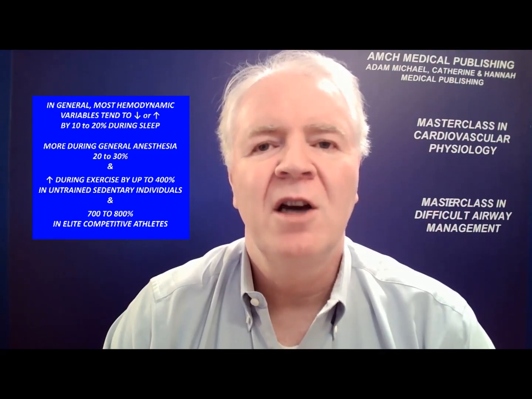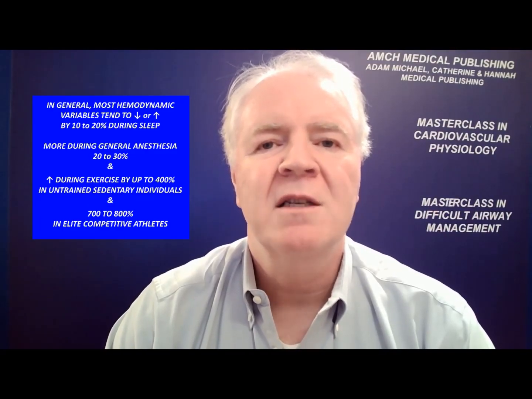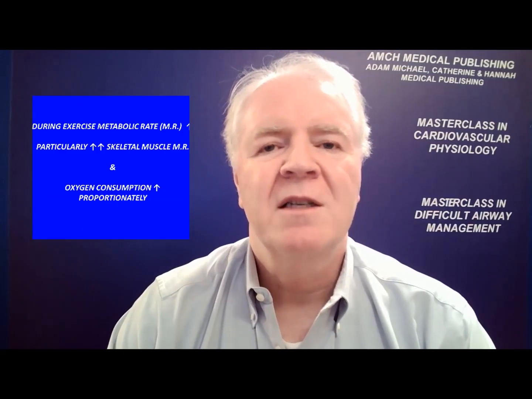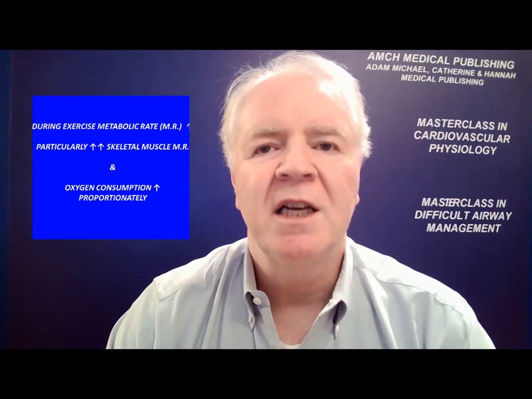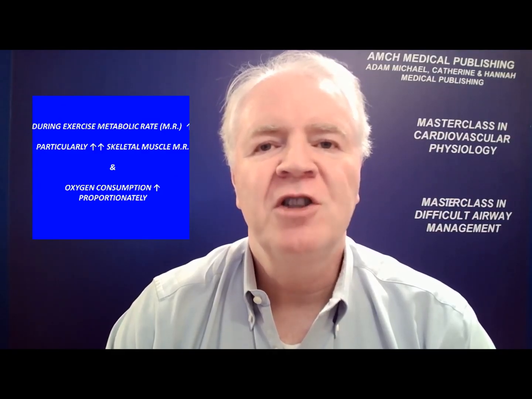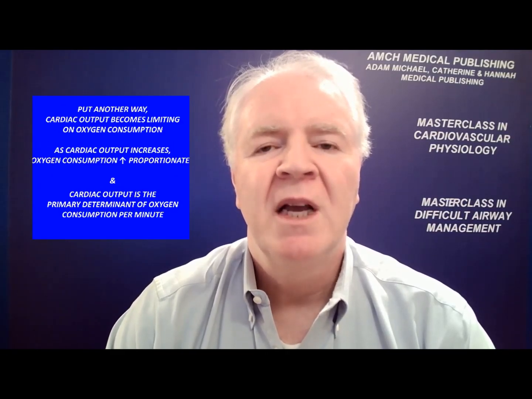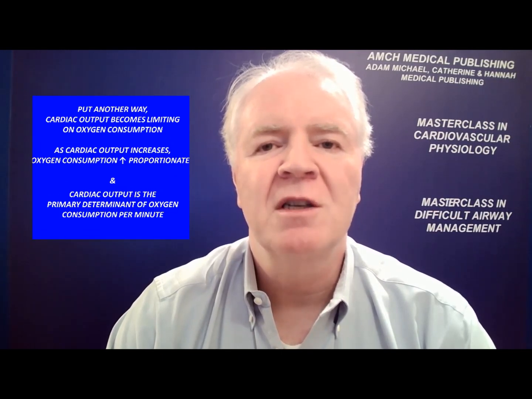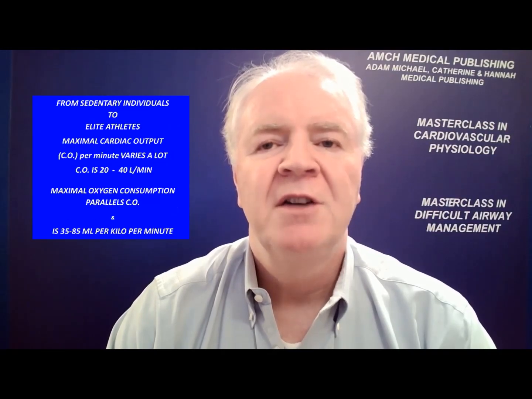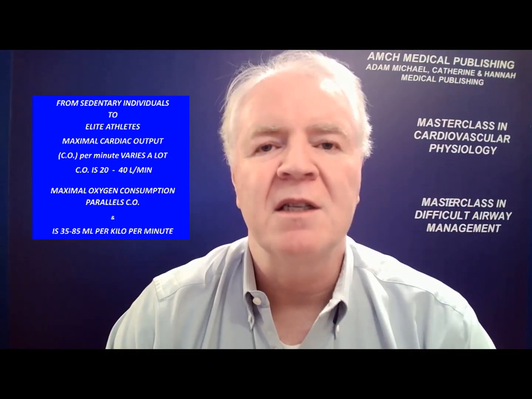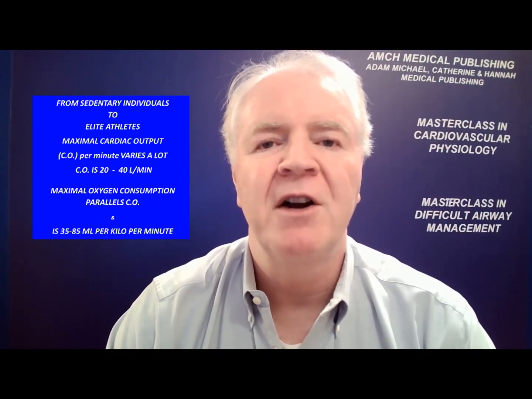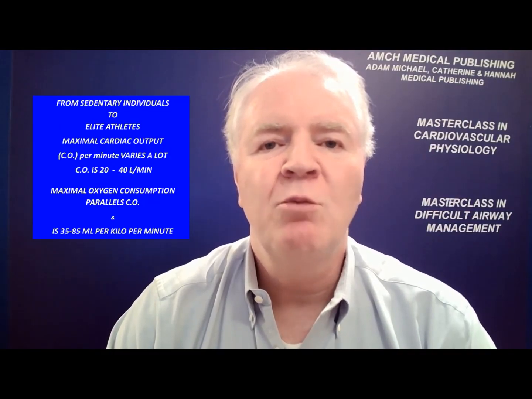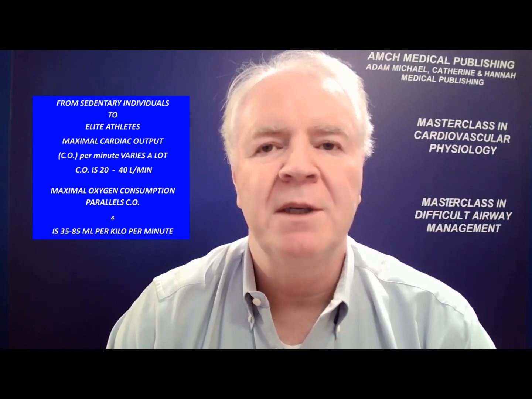So let's consider the cardiovascular system response to exercise in detail. During exercise, metabolic rate increases, but particularly in skeletal muscle, and oxygen consumption increases proportionately. And the primary determinant of oxygen consumption per minute is the ability to increase your cardiac output. Naturally, from untrained sedentary individuals to elite aerobic athletes, the maximal cardiac output per minute varies a lot, and so it is somewhere between 20 and 40 liters per minute.